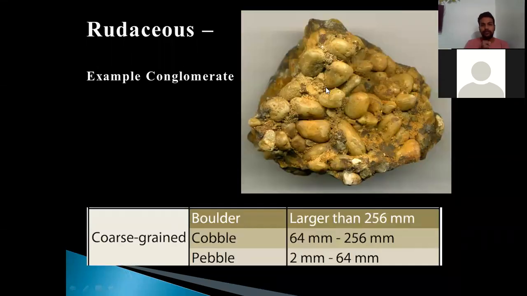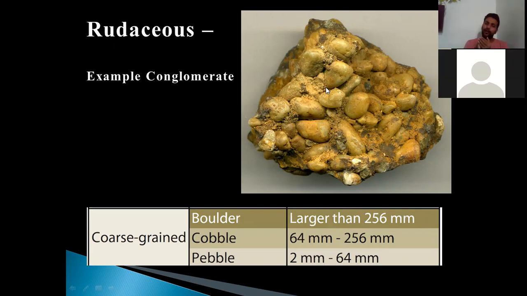The rudaceous sedimentary rocks, or rudaceous clastic sedimentary rocks. Rudaceous rocks are those rocks whose grain size is quite coarse, just like gravels, boulders, cobbles, and pebbles. The grain size is very big, much bigger than you have ever imagined in rocks. You can see here the grain size is larger than 256 mm if it is a boulder. For cobble it is different, and for pebble it is different.